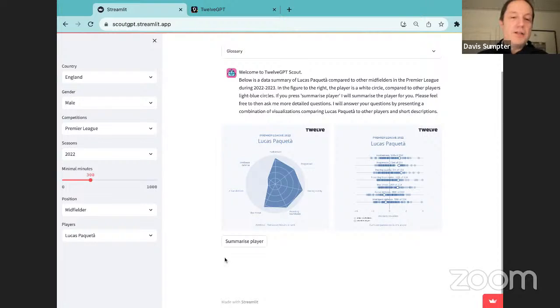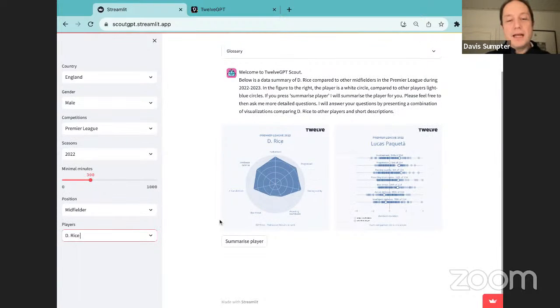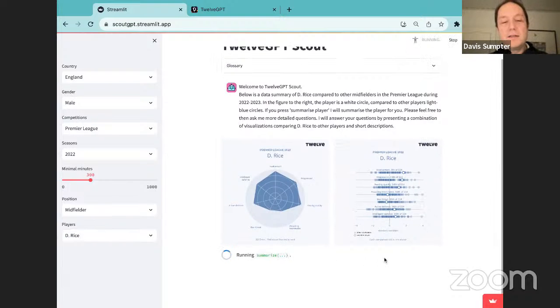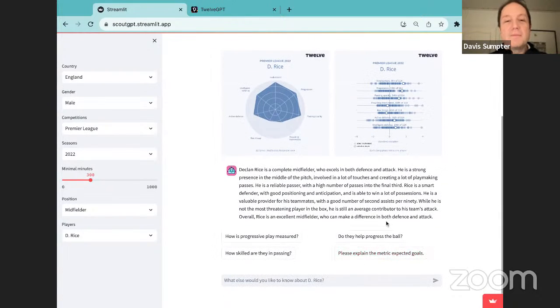What is shown here is different clubs, of course, so you can scout anywhere in the world, essentially, male and female. I have to start off with the Premier League because these are the players that most of us are familiar with, and I can go down and take a player, Declan Rice, press summarize player, and it takes a little bit of thinking time, but then it comes up with a description.